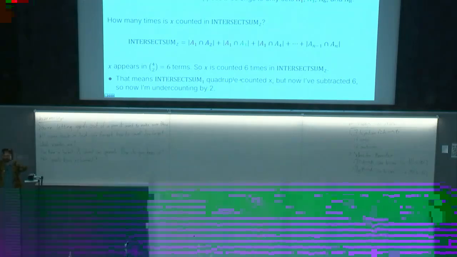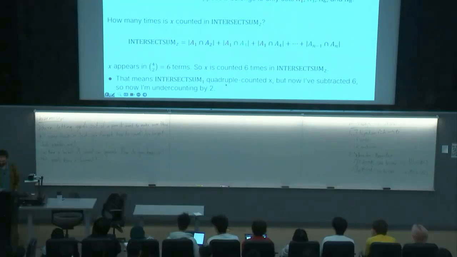So I started with 4, I subtracted 6, and now I'm at negative 2. This is a little confusing. But we started with 4, we subtracted 6. Okay, how about intersect sum 3?